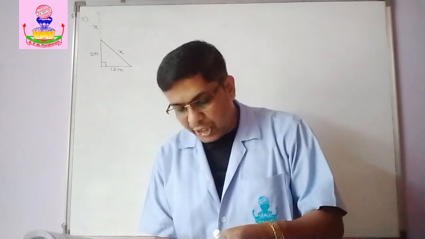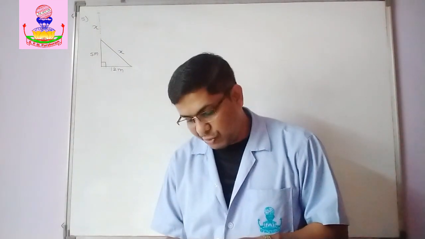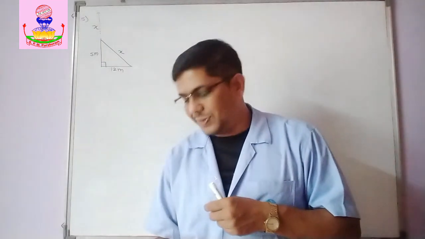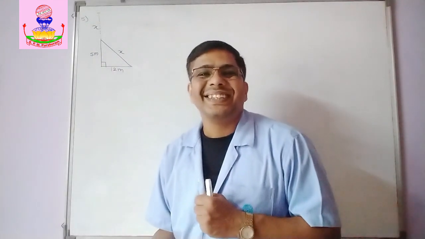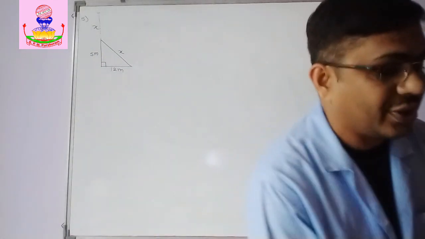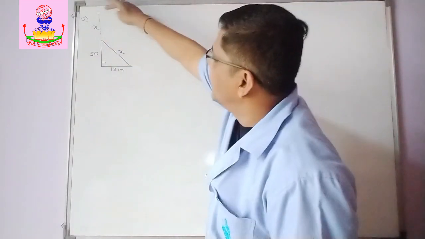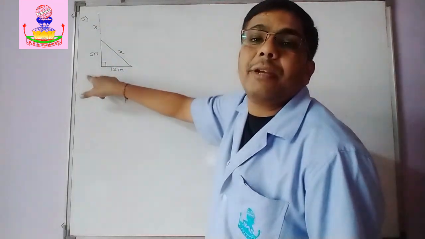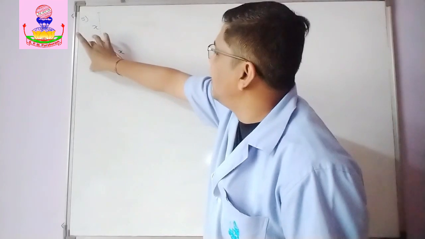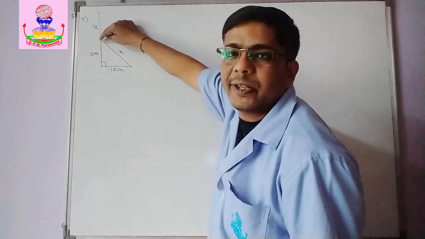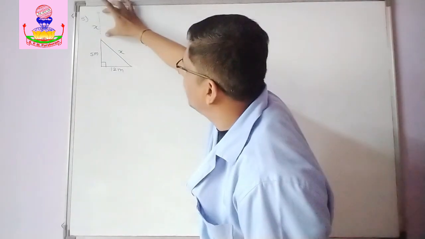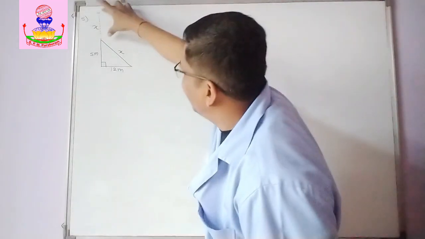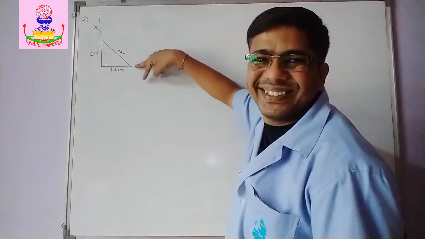Now see, fifth example. A tree is broken at a height of 5 meters from the ground, and its top touches the ground at a distance of 12 meters from the base of the tree. Find the original height of the tree. Here understanding is most important. The original height of the tree, let it be x plus 5. The tree is broken, this is the ground. The tree is broken at a height of 5 meters, so this is the height of the tree from where it is broken. Now this part which is broken falls down, so this is the broken part, and it touches the ground here.